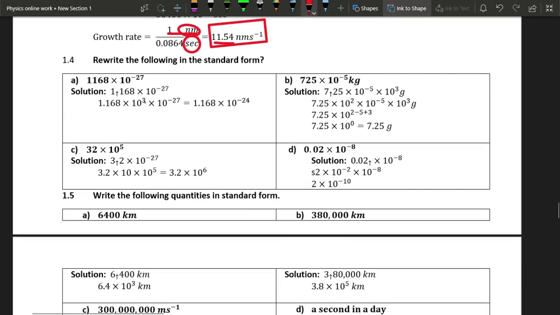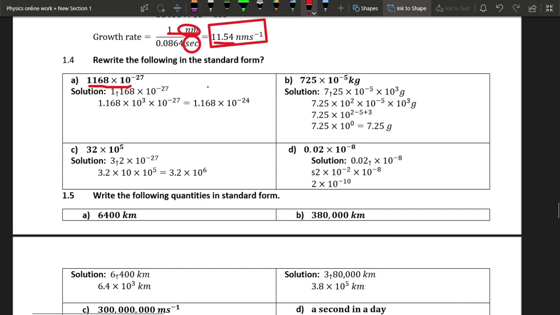Question number 1.4 is, rewrite the following in standard form. Standard form means you need to write it properly. Of course these are given in scientific notation but not in standard form. From the definition of scientific notation, we know that the number multiplied with the power of 10 must be between 1 and 10. So if this number is not between 1 and 10, then it is not in standard form. To make it standard form, this number must be between 1 and 10.